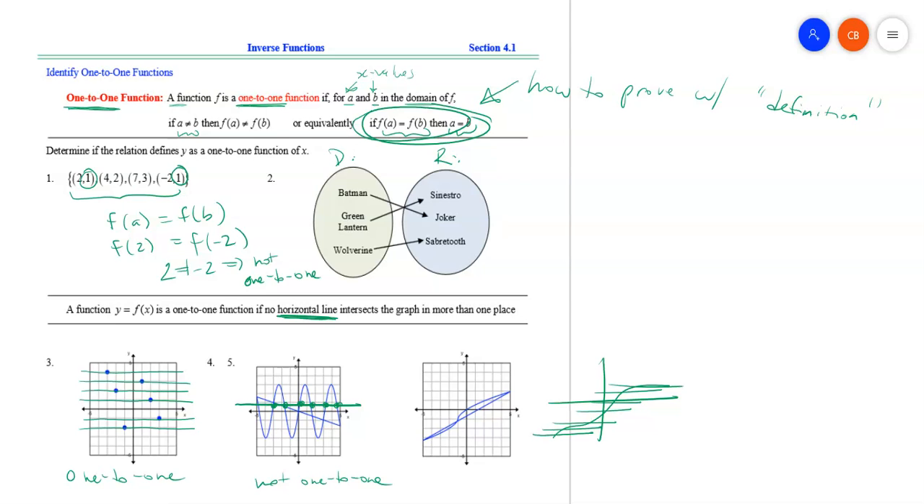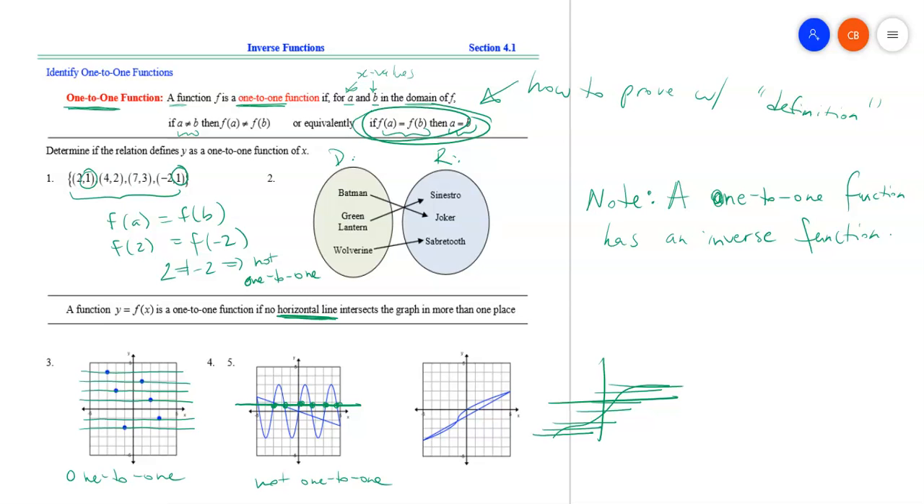And you might be asking yourself, what's the point of having a one-to-one function? Well, here is a little note to think about with one-to-one functions. If you have a function that is one-to-one, a one-to-one function will always have an inverse function. And so we're beginning here our discussion of inverse functions for section 4.1.